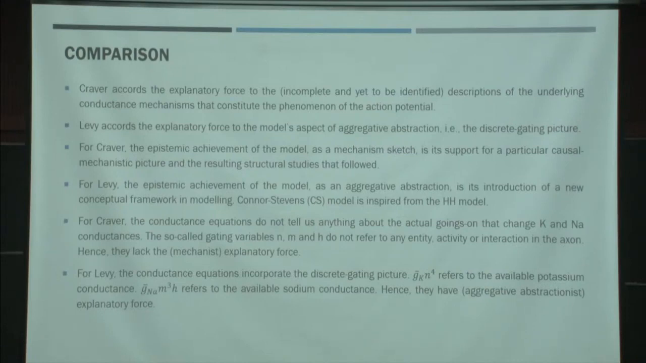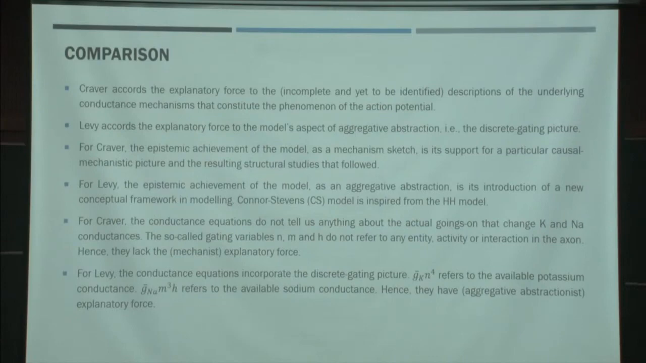For Craver, the epistemic achievement of the model is its support for a particular causal picture, and that picture has not been provided by Hodgkin-Huxley. Therefore, it's inadequate. For Levy, the epistemic achievement of the model is its inspiration for other models, such as the Connor-Stevens models, because it introduced that new conceptual framework called the discrete gating picture.